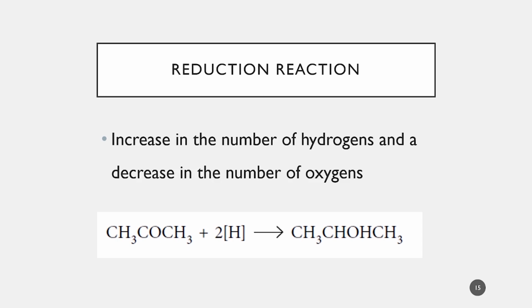You could see that reduction is the opposite of oxidation. Instead of increasing the number of oxygens, you will have an increase in the number of hydrogens, or a decrease in the number of oxygens, but in that compound actually there is no decrease in oxygen. It increased the number of hydrogens. So instead of starting with 6 hydrogen atoms, you end up with 8. So you increased the number of hydrogens. This is why reduction happened.